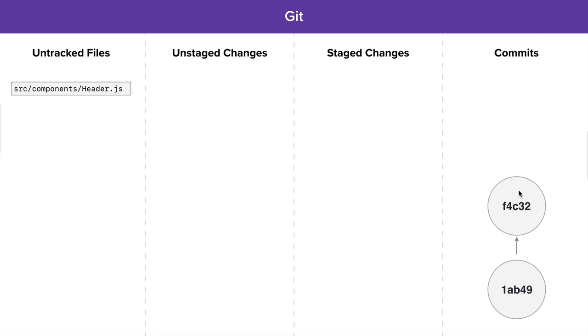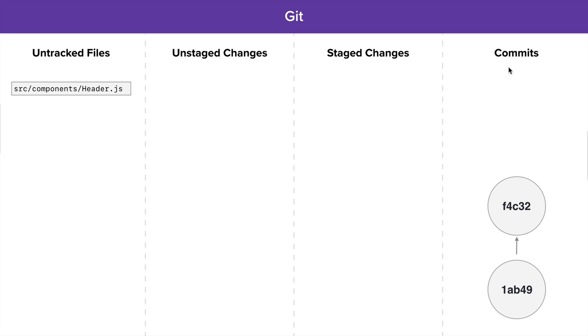So this is just a quick high-level overview of Git. We have untracked files, which are files that Git isn't tracking. We have unstaged changes, which are files that Git is indeed tracking, but have changed since the last time it saved it. We also have our staged changes, which is everything ready for the next commit. And finally, we have the commits, which are the various save points throughout our project.